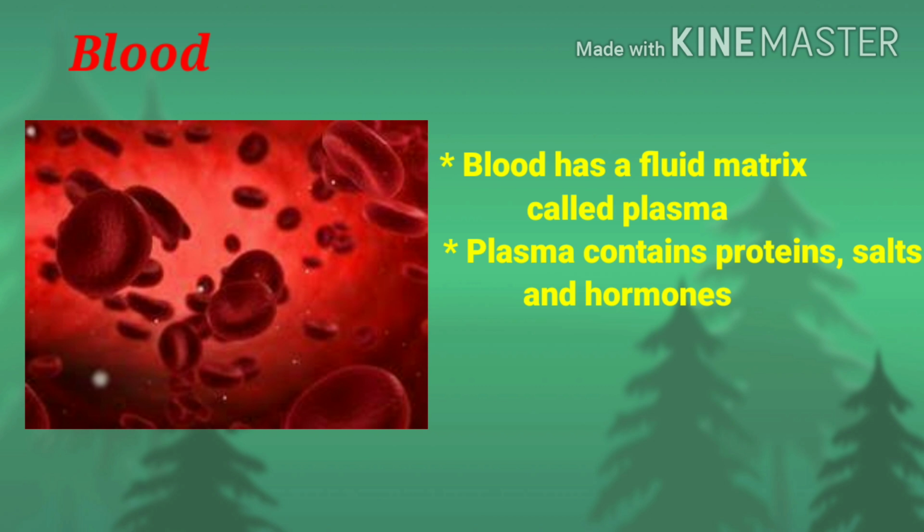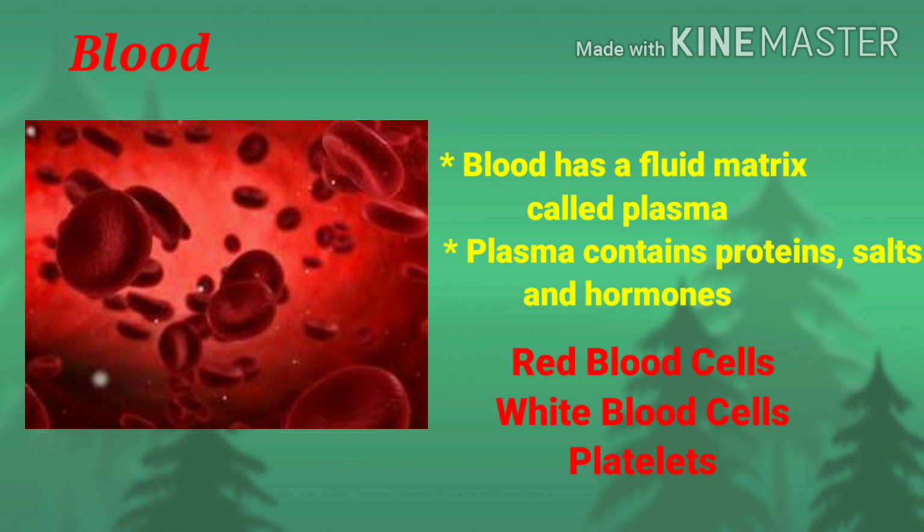Blood has 3 types of blood cells. You know which are the 3 types, right? Yes, very good. The first one is red blood cells, the second one is white blood cells, and the third one is platelets. The plasma of blood contains proteins, salts, and hormones.